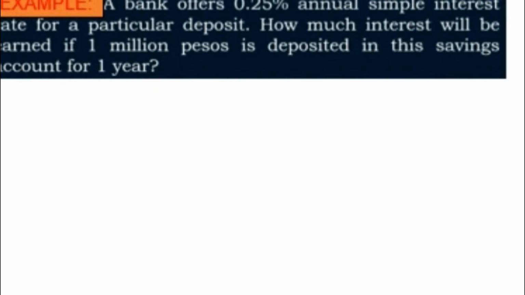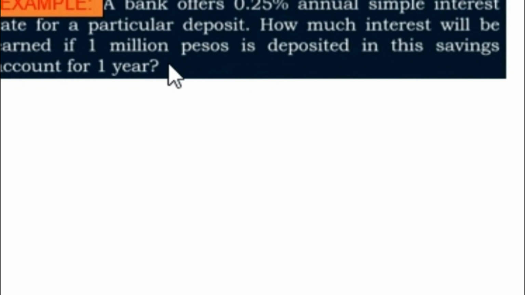Ang first natin na gagawin is yung find what is asked. So, ang hinahanap dito is yung interest. And then, after natin mahanap yung hinahanap sa ating problem, just simply write all the given. So, ano ba yung given ng ating problem? So, we have 0.25%. So, ang 0.25% that is our rate. And then, another one is yung 1 million pesos.